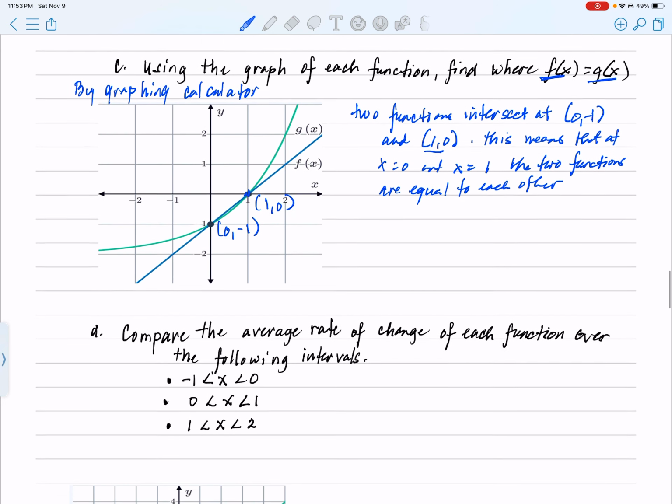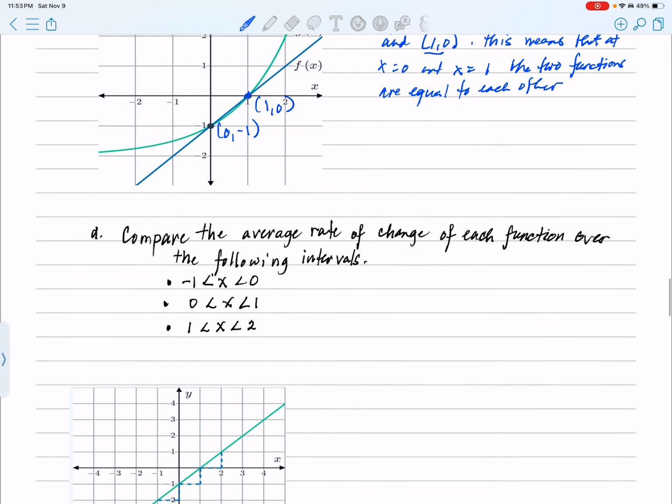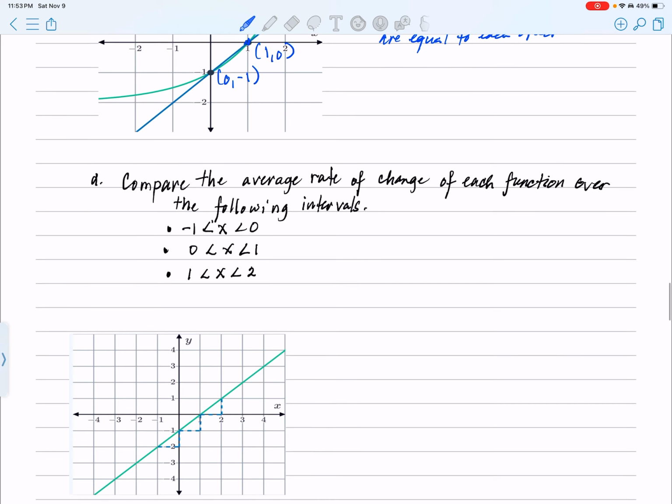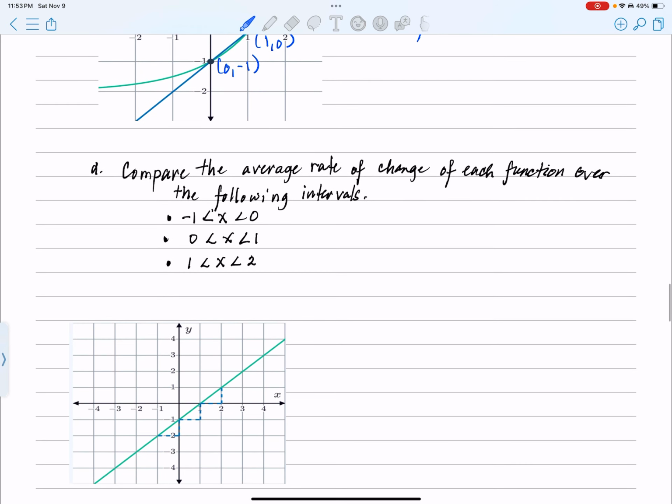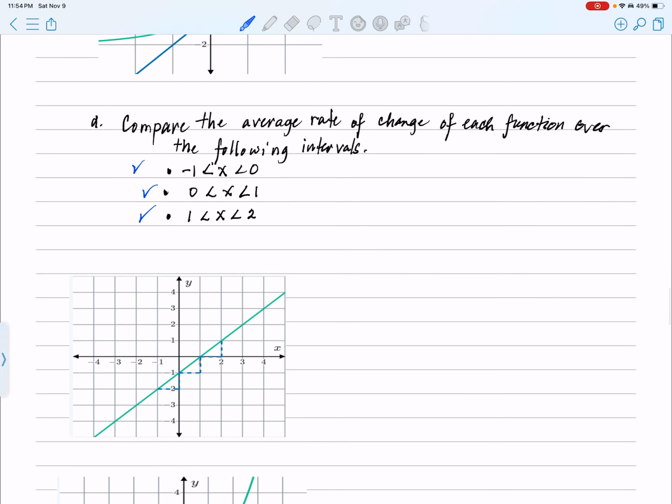Compare the average rate of change for each function over the following intervals. You are given the intervals negative 1 to 0, 0 to 1, and 1 to 2. So with those intervals, maybe we can do that by calculating the average rate of change with the formula. Remember, we did that using the average rate of change.